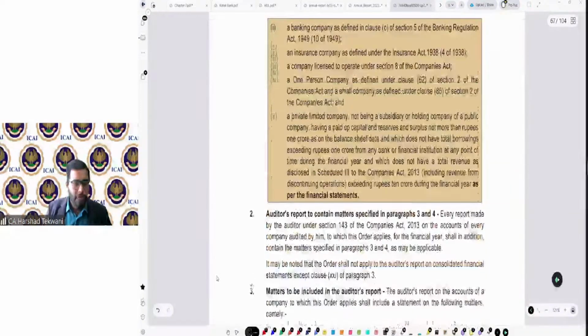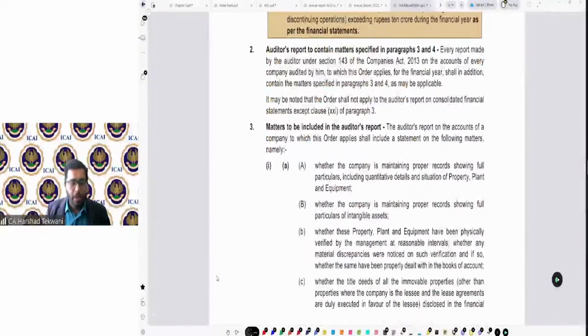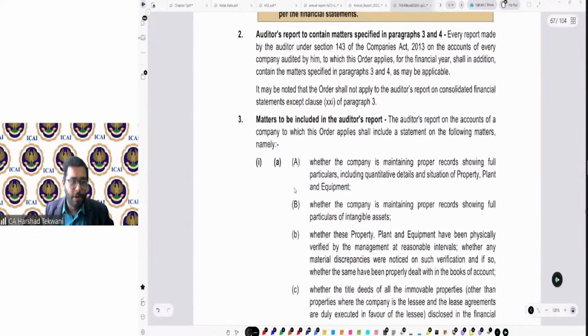Now let us see matters which are included in the CARO. Quickly, let us see a few matters which are included in the CARO.